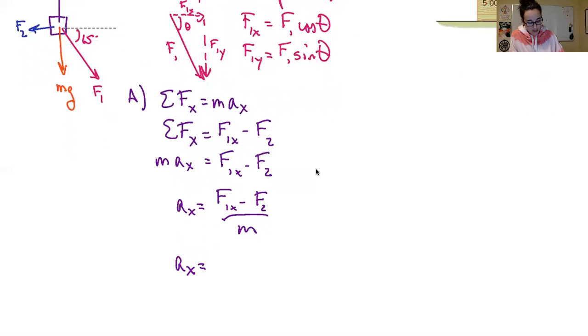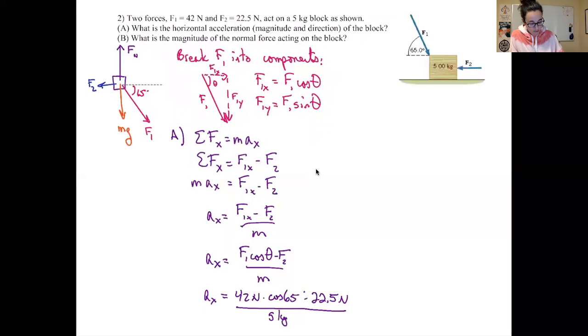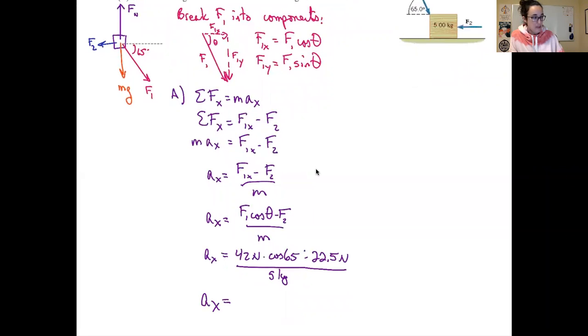All right, well, I know F1x is F1 cos theta. And so now I can plug in. Oh, I never wrote my givens. What the heck? So F1 is 42, cos 65 minus 22.5 newtons all over the mass, which is 5 kilograms. So I plugged it into my calculator. I got negative 0.95 meters per second squared. So that means that the acceleration is to the left.